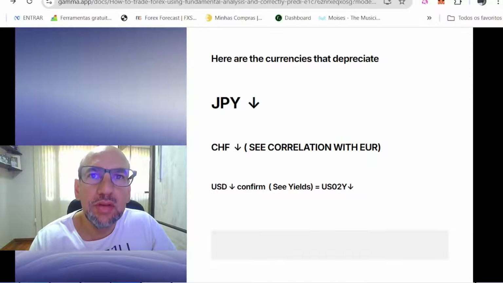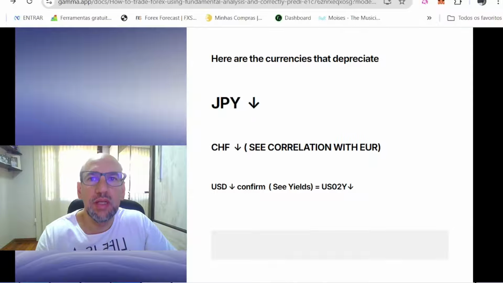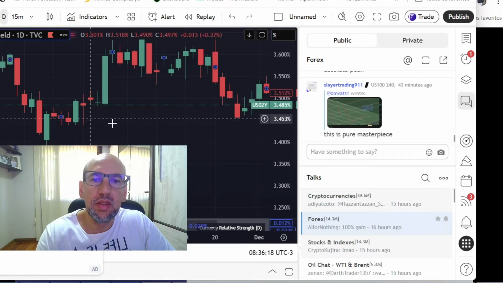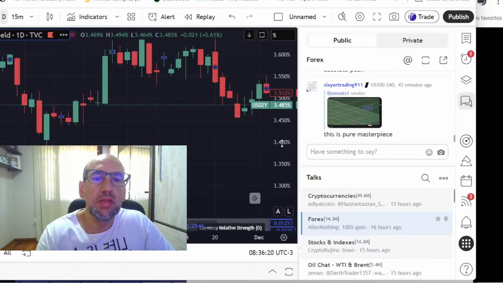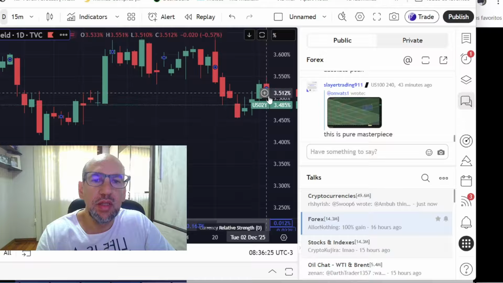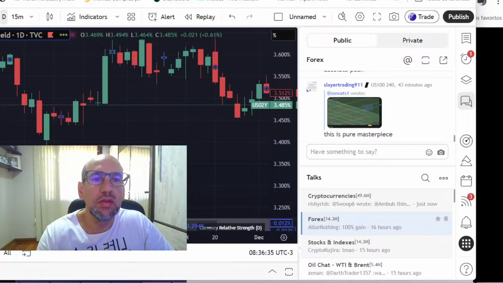Here are the currencies that typically depreciate on days like this: Japanese yen, Swiss franc, and American dollar. But here we have to confirm, because we need to look at the US government bonds 2 year. Like this, you can see on 2nd of December, we had the US 2 year going down. So on this day, the USD was down all day long. Okay.